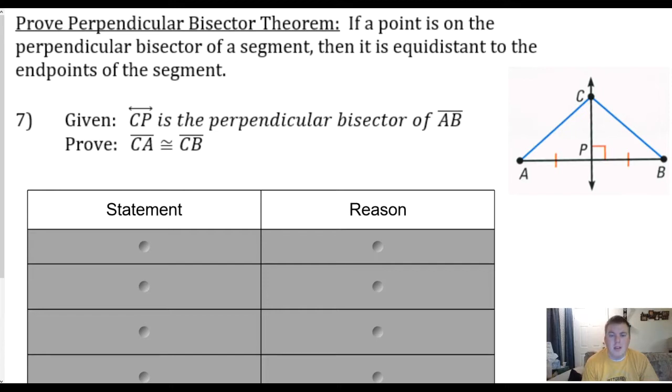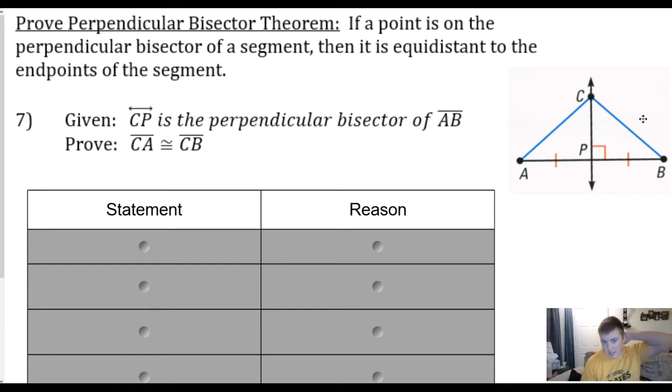Welcome to the last video in this proof series. In this proof, we are going to prove the perpendicular bisector theorem. That states that if a point is on the perpendicular bisector of a segment, then it is equidistant to the endpoints of the segment. So that is going to mean that point C is going to be the same distance from A as it is from B.